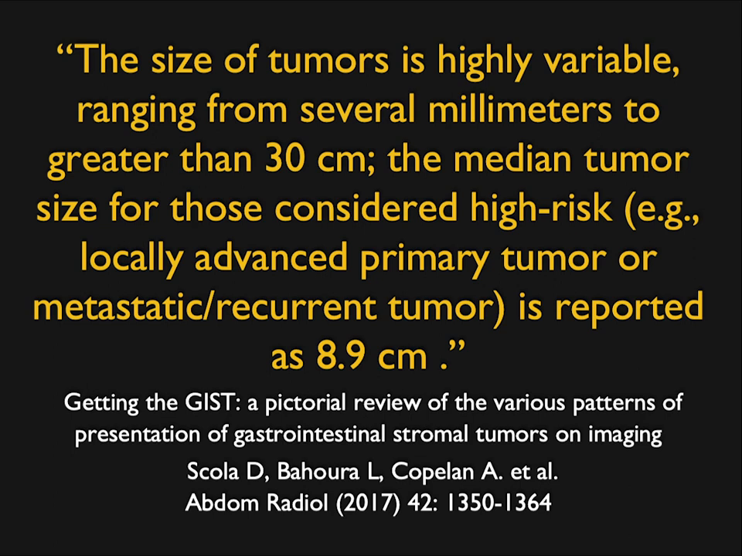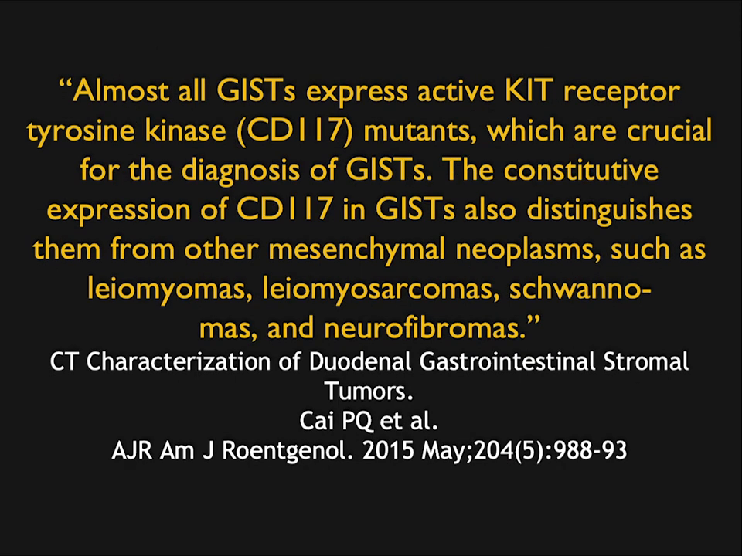Now, again, size of tumors. Median tumor size for those considered high risk is 8.9 cm. Again, the greater than 5 cm tends to be the magic number. Although most GIST tumors express active KIT receptor, which is the CD117, that really is crucial for diagnosis. CD117 in GIST tumors helps us distinguish them from other tumors. So it's a very important thing to look at.